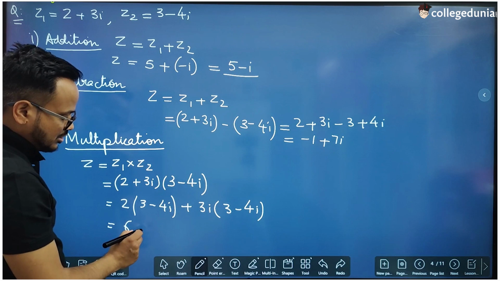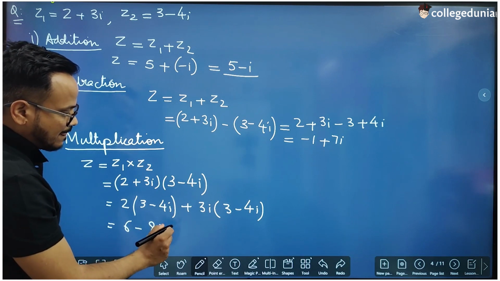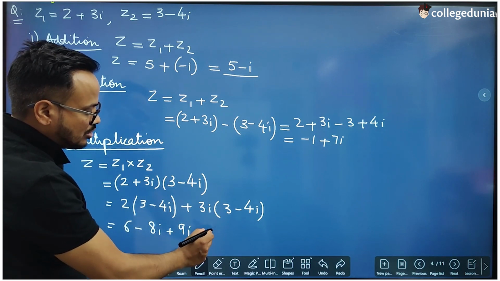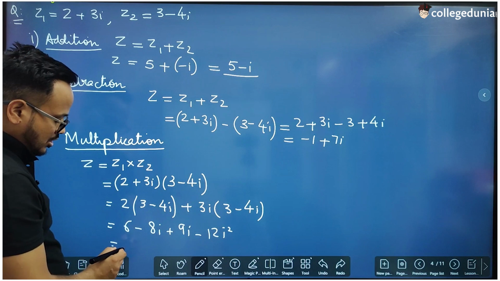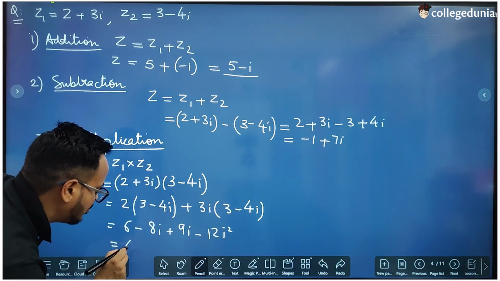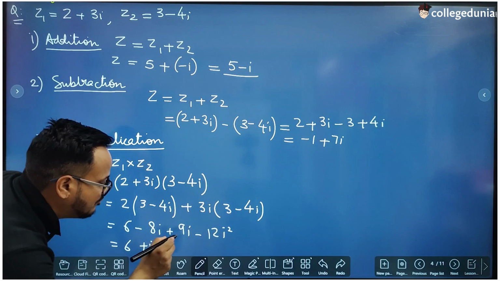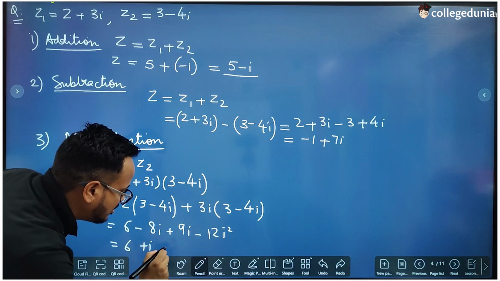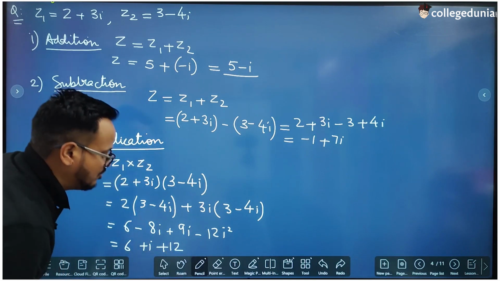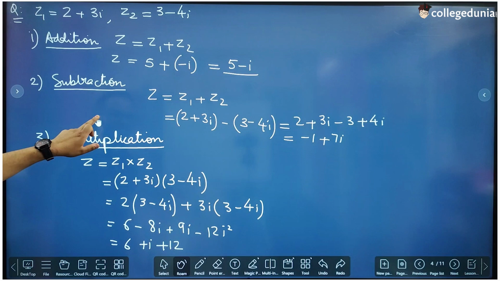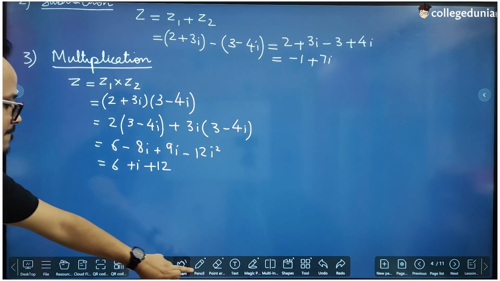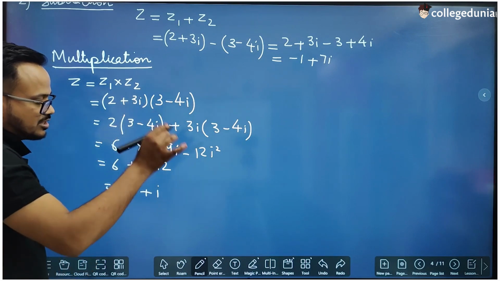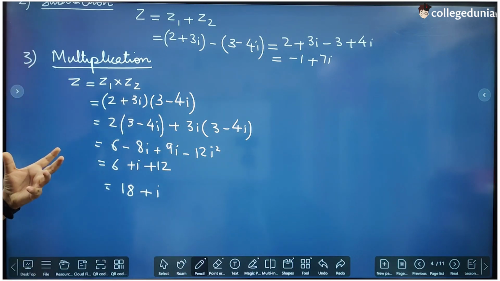2 into 3 is 6 minus 8i plus 9i minus 12i square, right? 6 plus i, and we know that i square is minus 1. We have discussed that in the beginning of the video. So this becomes plus 12, right? So the final answer is 18 plus i, and that is the product of these two complex numbers.